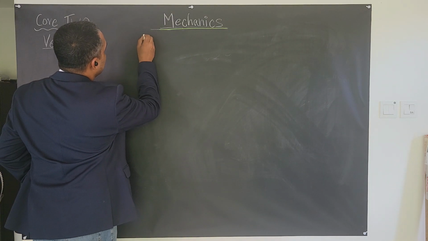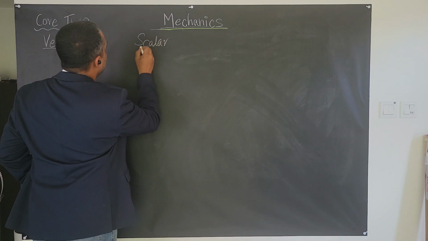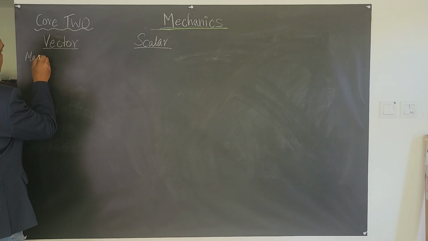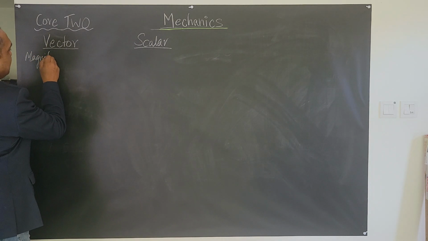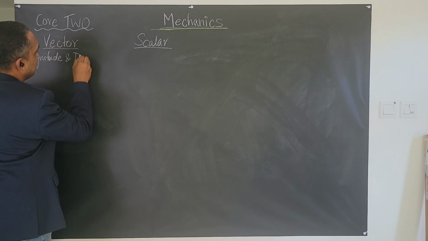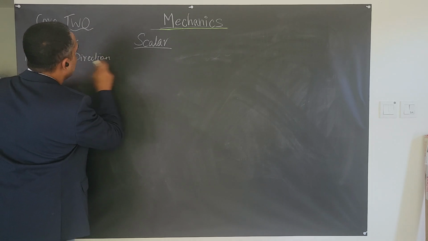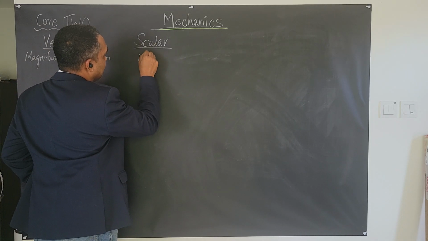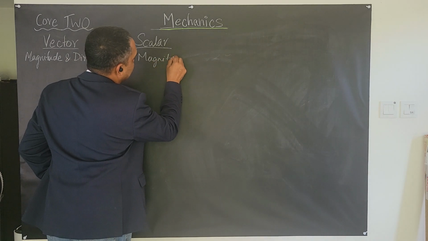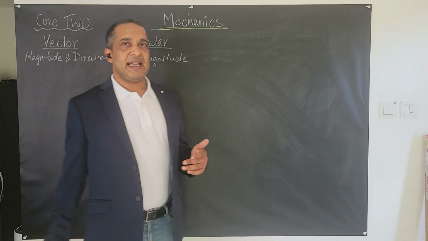Relative to that, a scalar. So here I'd say magnitude and direction. A scalar only has magnitude. So velocity of 100 kilometers an hour.